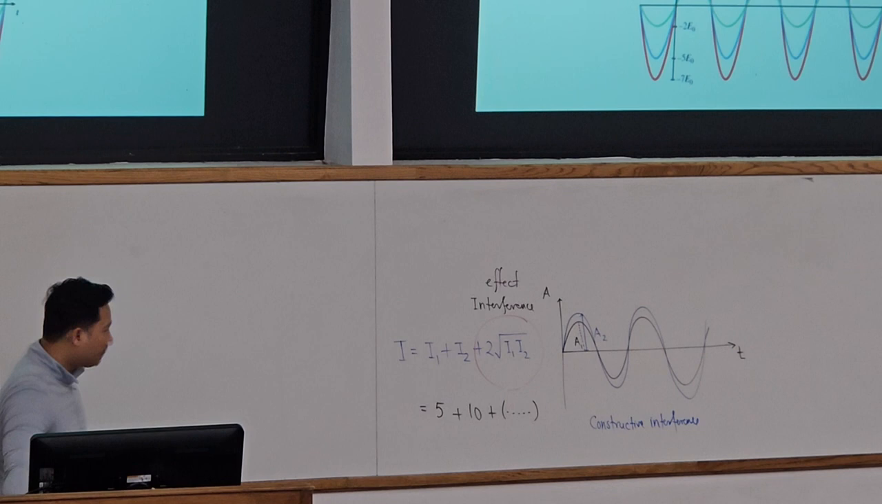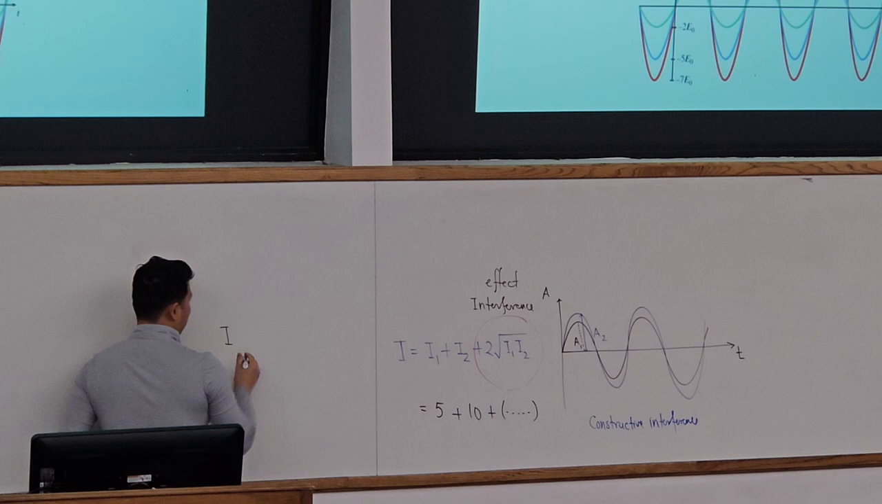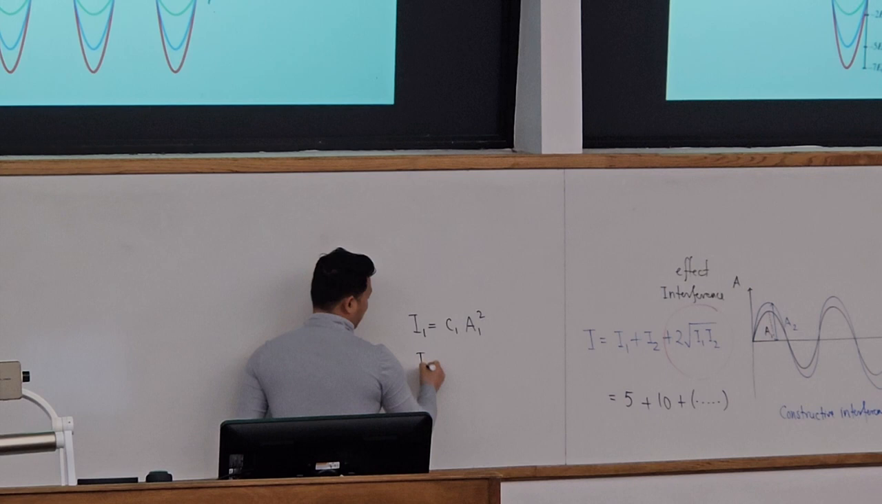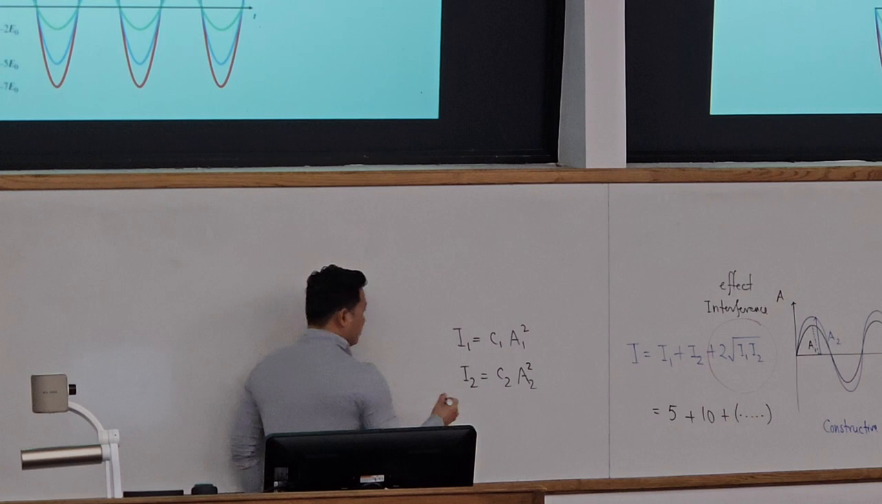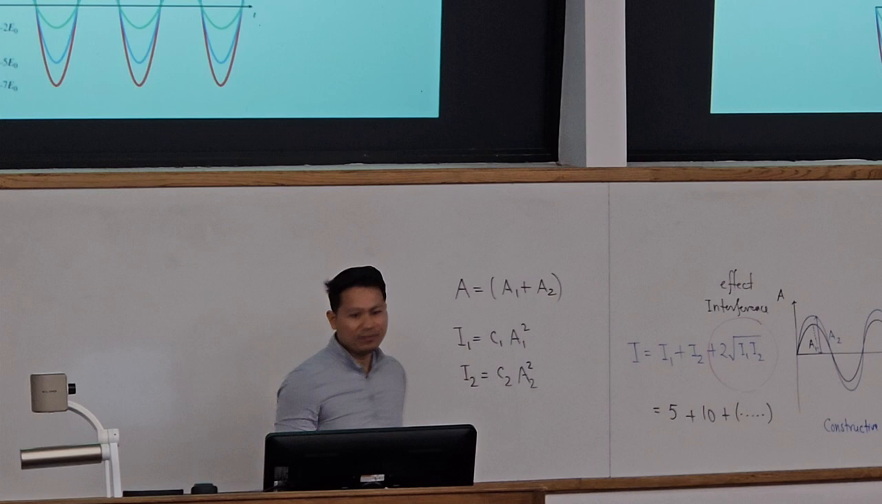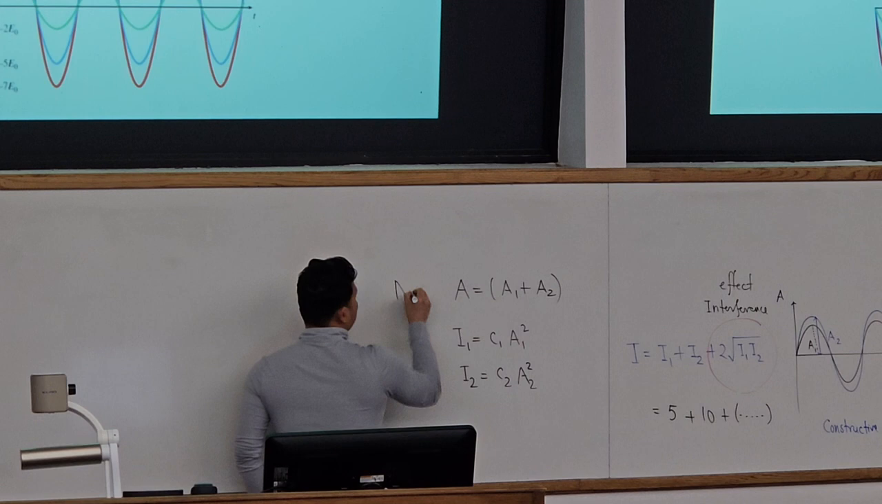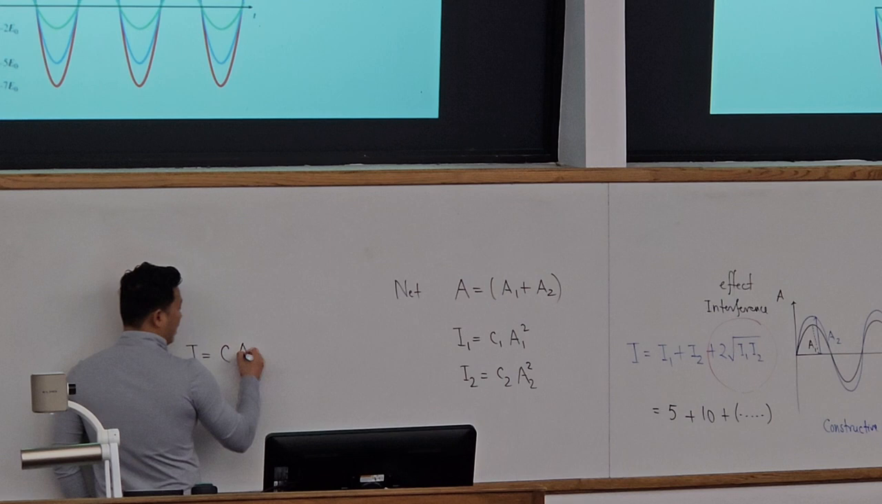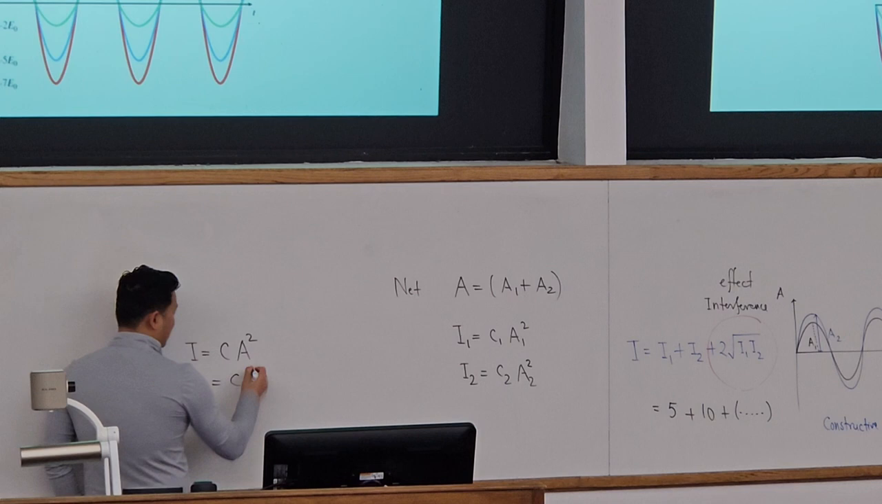If you have an amplitude A1, the intensity of light I1 is C times A1 squared, and I2 is C times A2 squared. For light 1 and light 2 the amplitudes are A1 and A2, so if you mix them together, the net amplitude is A1 plus A2. The amplitudes mix together. If I want to find the intensity of light after you mix, it is C times (A1 plus A2) squared.